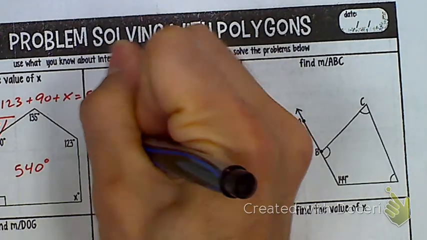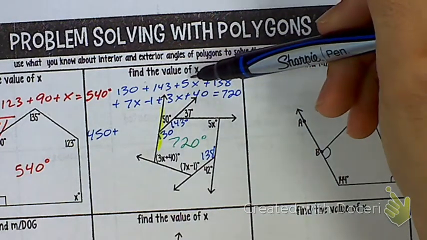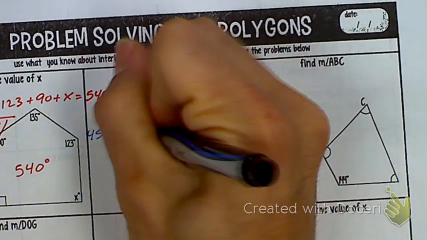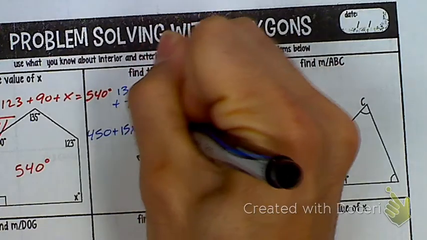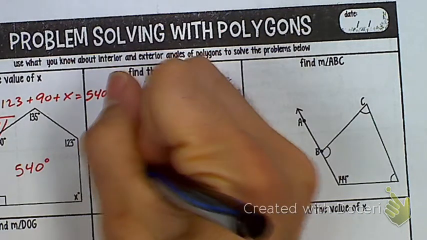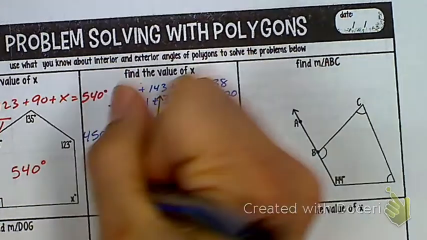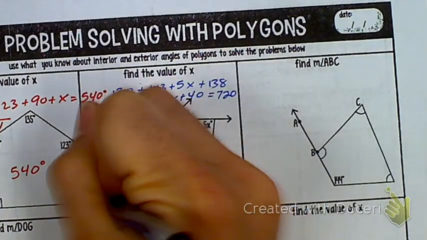We get 450 plus, how many x's do I have? 15. 720. 15x equals 270. X equals 18. Good.